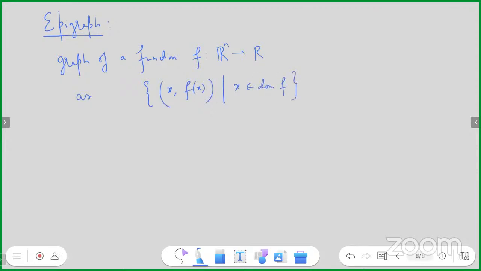What have I done? I've appended the value. So increasing the dimension of the domain essentially, going from Rn to Rn plus 1. X comma f of x is what I start looking at. This is a one dimensional quantity, this is an n dimensional quantity. This will be a subset. So the epigraph is a subset of a graph.